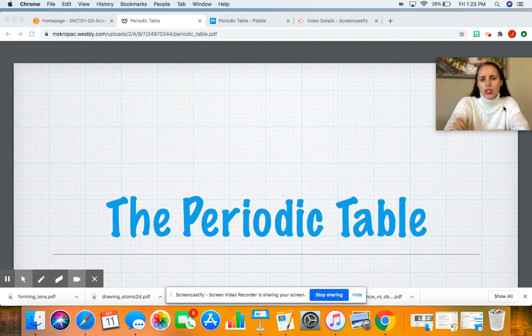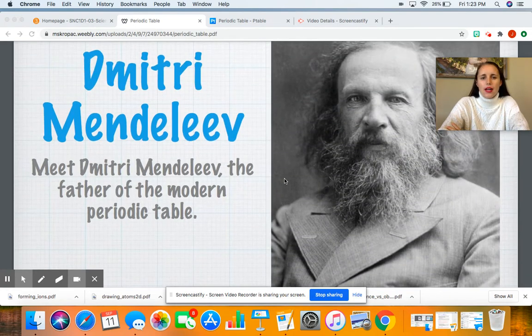So today we are going to be refreshing ourselves on the periodic table and all the information that it contains. The periodic table is a very useful tool that we're going to be using almost every day in grade 10 chemistry. So just a bit of a history lesson on who we consider to be the father of the periodic table.